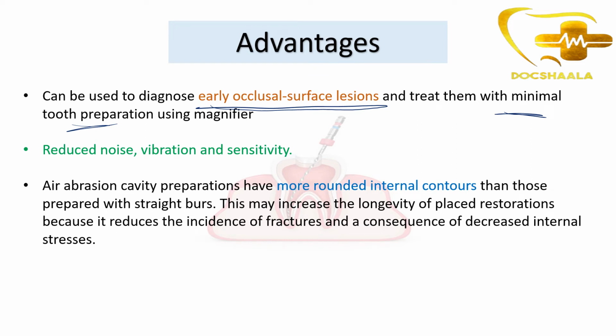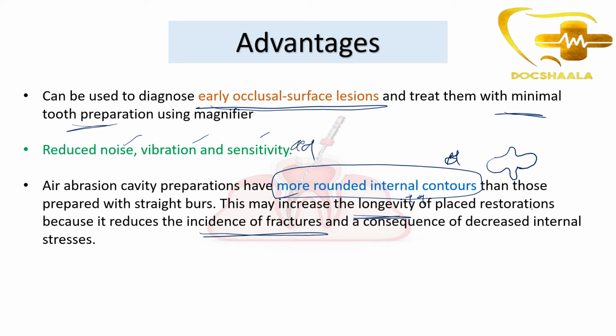As we have seen, there is reduced noise, vibration and sensitivity. And air abrasion cavity preparations have more rounded internal contours than those prepared with straight burrs. This may increase the longevity of placed restorations because it reduces the incidence of fractures and, as a consequence, decreases internal stresses.